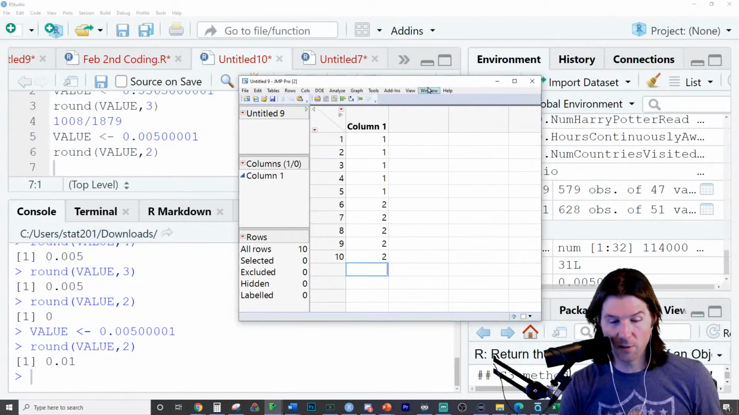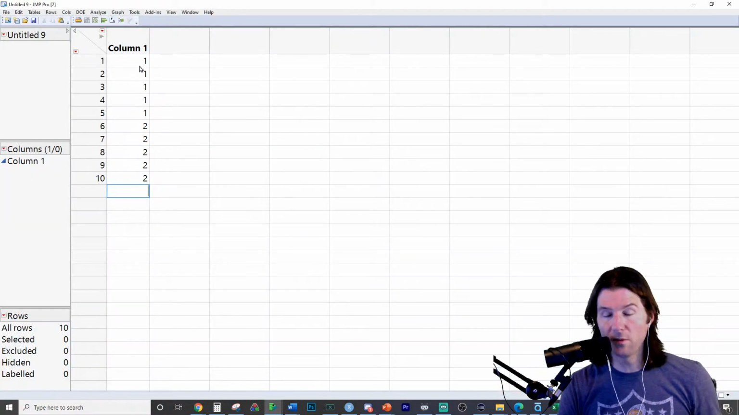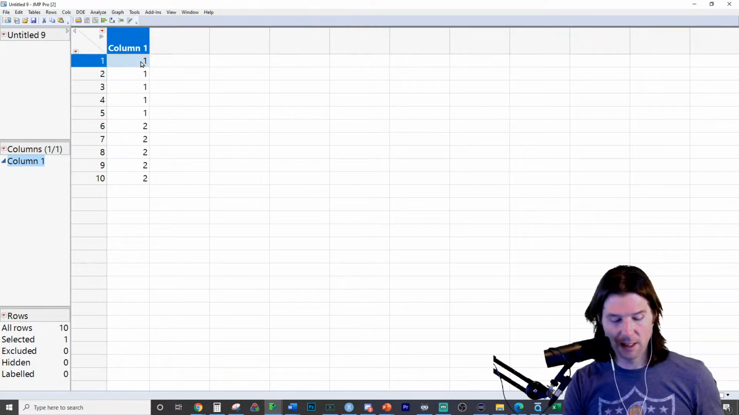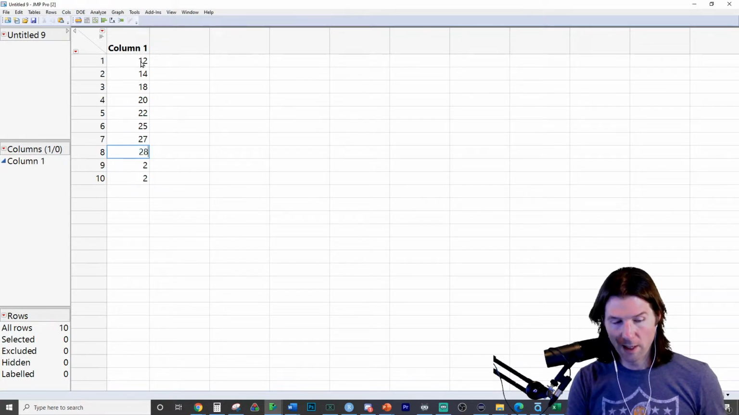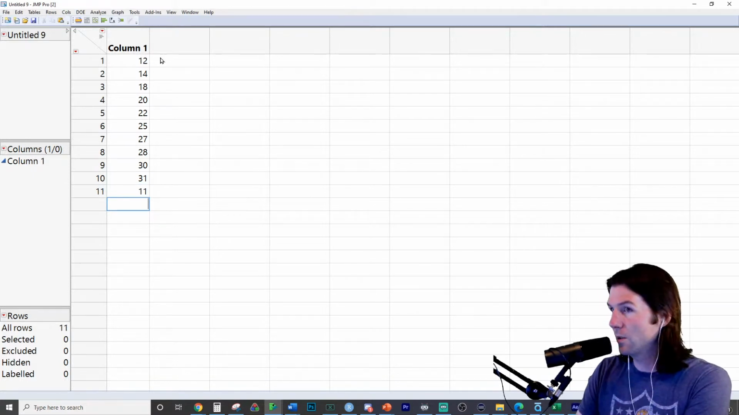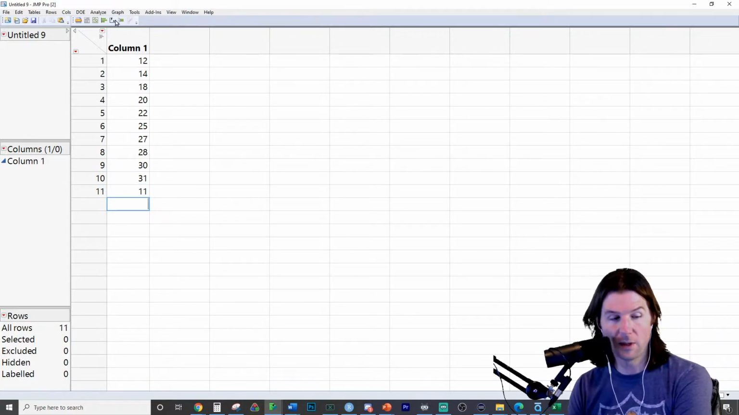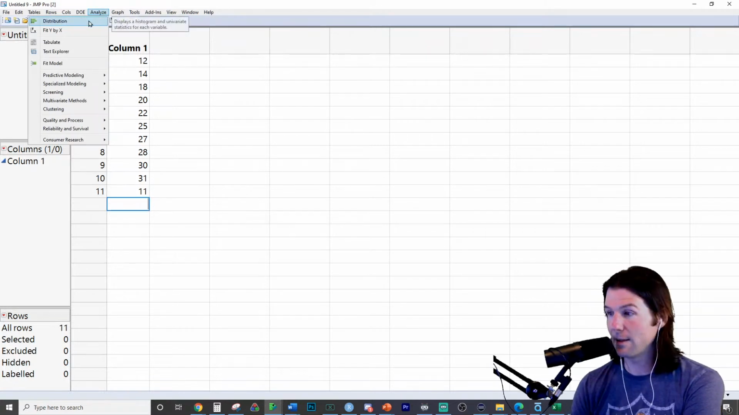First, we'll never have you find these by hand. So go over to JMP right here and enter in the data, like 12, 14, 18, 20, 22. You don't have to worry about entering it in order, just to show it doesn't have to be in order. So enter your data into JMP, and then go right here and go to Analyze, Distribution.